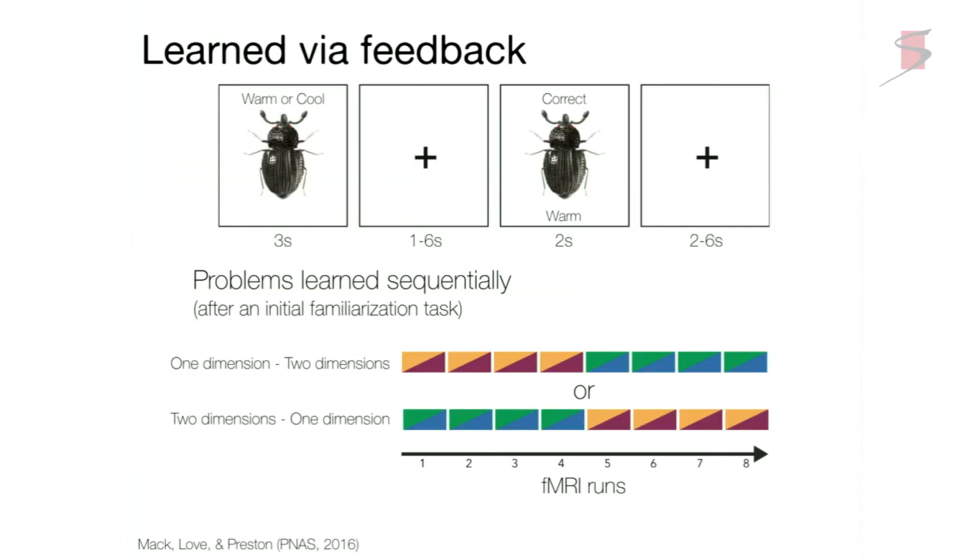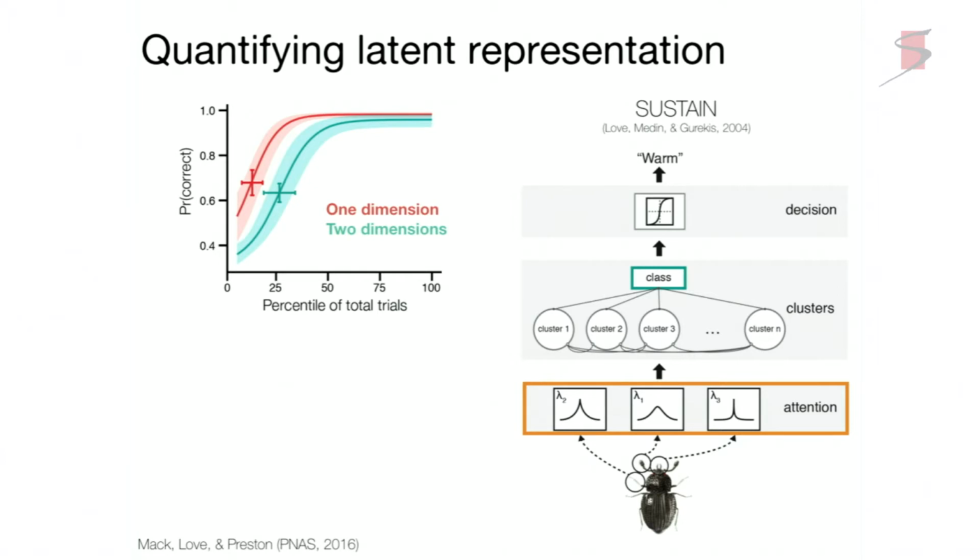People learn these problems via feedback, and they learn them sequentially, but in counterbalanced order. So some people learn the unidimensional rule first, some people learn the XOR rule first. The idea is that the stimuli are the same, but as the problems change, they have to dynamically update their conceptual space to reflect the new relationships among the stimuli. And so what we do is fit behavior with a model that's been developed by Brad, which he calls SUSTAIN, and don't ask me what the acronym stands for because I can never remember.